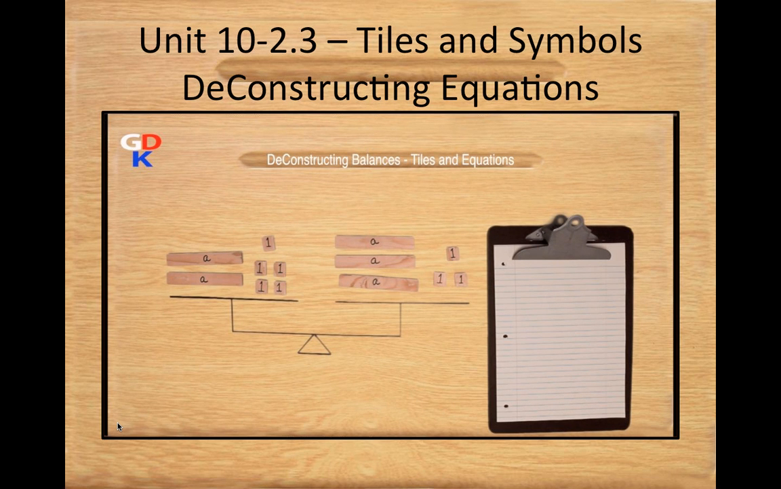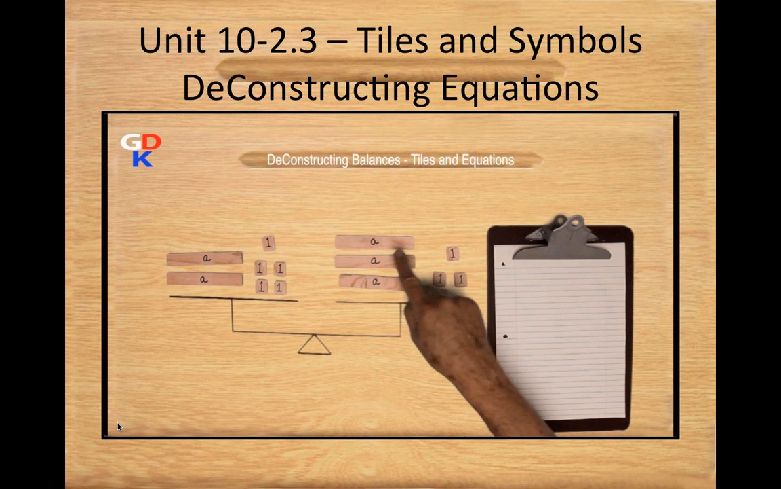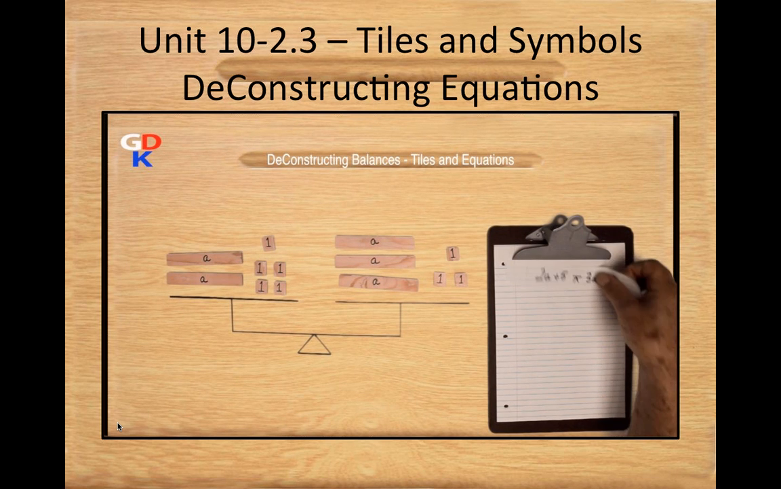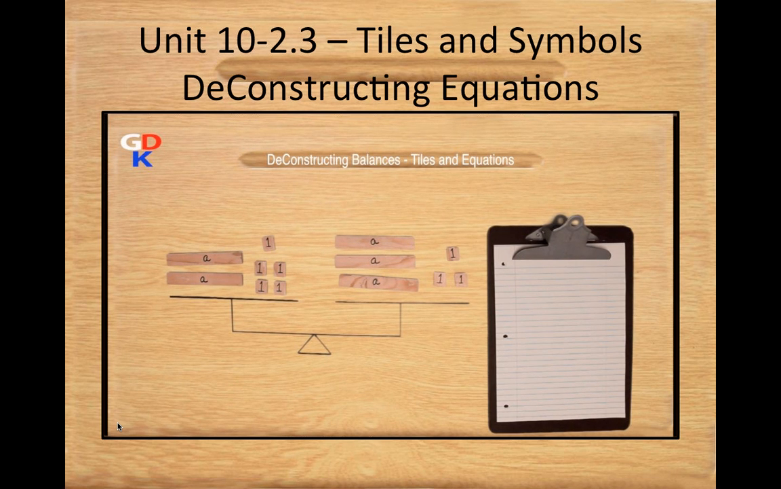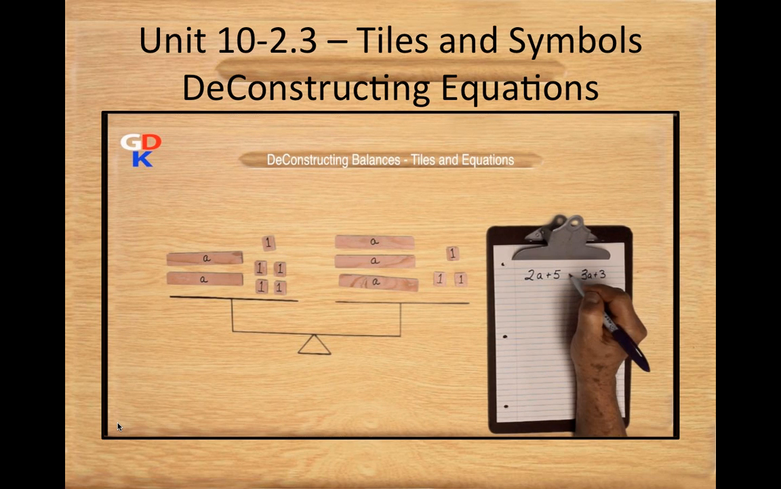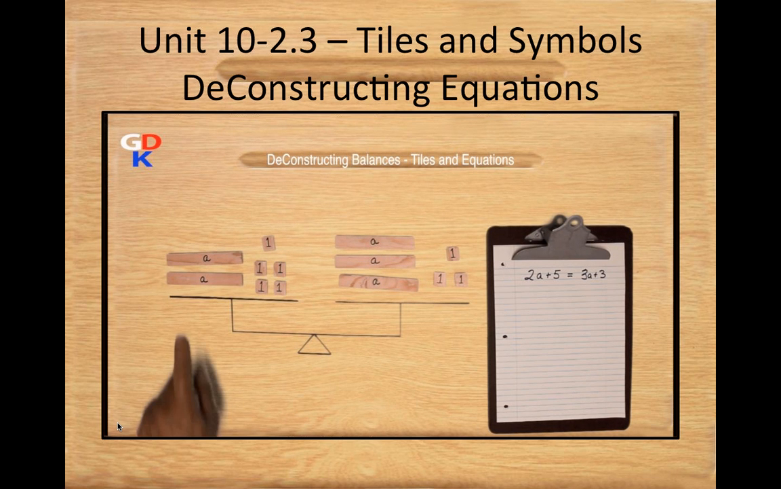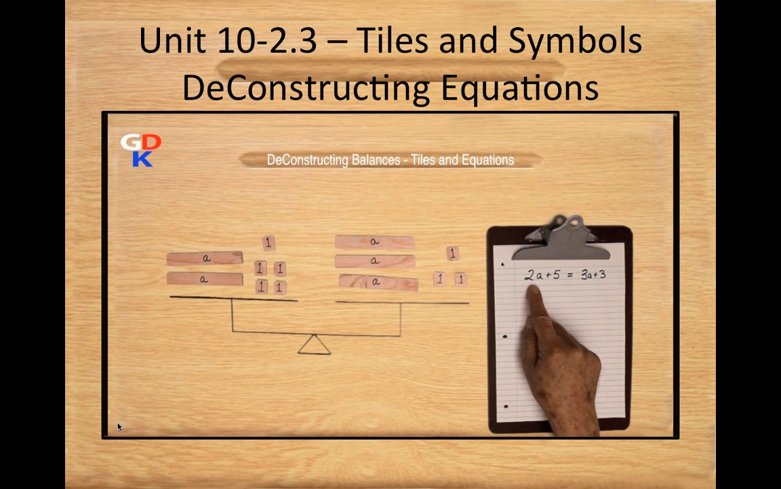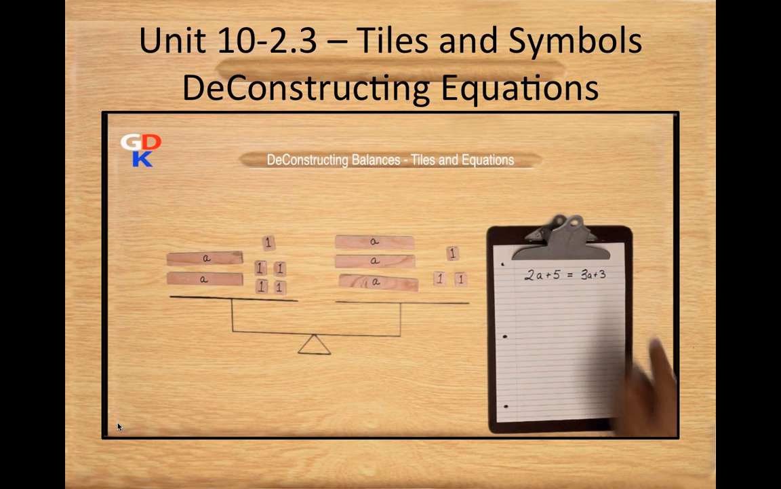We have our balance here again, 2 A's and 5 ones, balancing 3 A's and 3 ones. Now in the last video, when we did that, we recorded it using balance symbols. In this video, we are going to record it using algebraic symbols. So the left-hand side is going to be 2A plus 5. The right-hand side is going to be 3A plus 3. And instead of using the balance symbol, we are going to use the equal sign. So the balance, 2A and 5, balancing 3A and 3, forms the equation 2A plus 5 equals 3A plus 3.